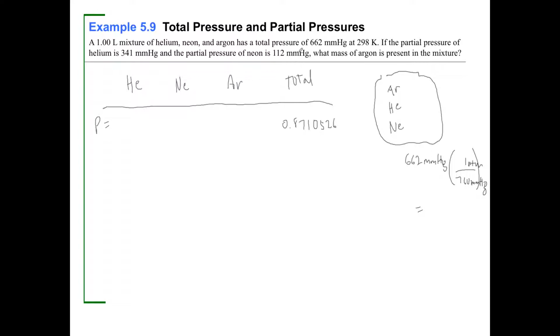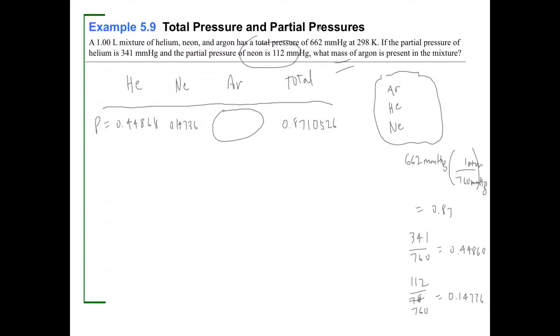If the partial pressure of helium is 341 over 760, that's 0.44868. And what's 112 over 760? 0.14736. Neon is 112 over 760, 0.14736. What mass of, oh, what mass? Okay, so we got partial pressures here. Now we're going to come up with the partial pressure of argon. But they're asking about mass. So yeah, it's a good thing we did this.